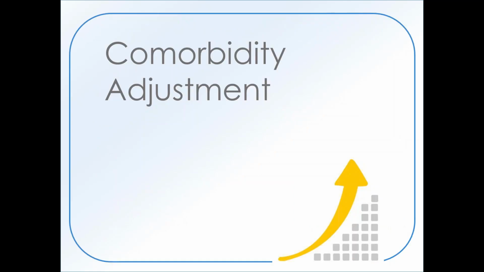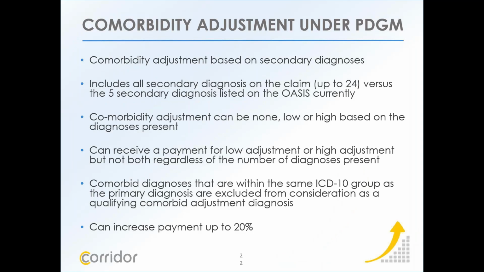Next slide, please. So let's go into the wonderful world of comorbidity adjustment. I know everyone's interested in this. So, next slide, please. Our comorbidity adjustment under PDGM. When we start talking about comorbidity adjustment, it only includes your secondary diagnoses. This has absolutely nothing to do with your primary diagnosis. Your primary diagnosis is only used to identify the clinical grouping. So remember, it has nothing to do with primary. It's only from the second code down to number 25.